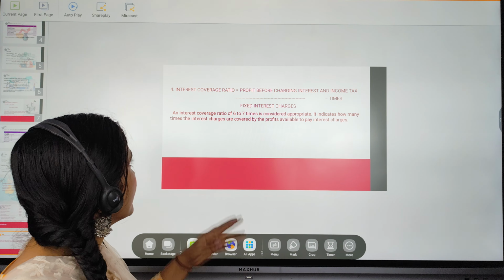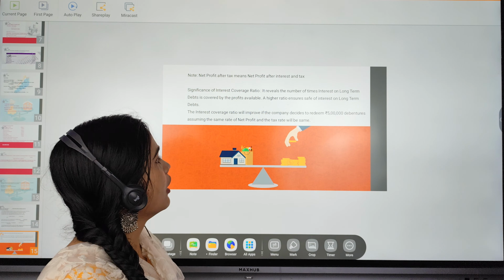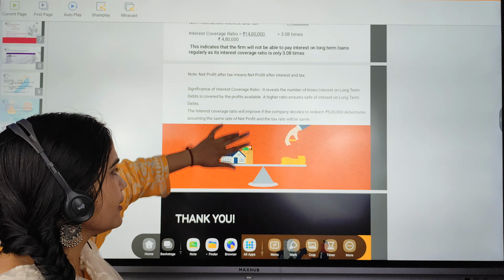Note: net profit after tax means net profit after interest and tax. Significance of interest coverage ratio: it reveals the number of times interest on long-term debt is covered by the profit available. A higher ratio ensures safety of interest on long-term debts. The interest coverage ratio will improve if the company decides to redeem 5 lakh debentures, assuming the same rate of net profit and the tax rate will be same.